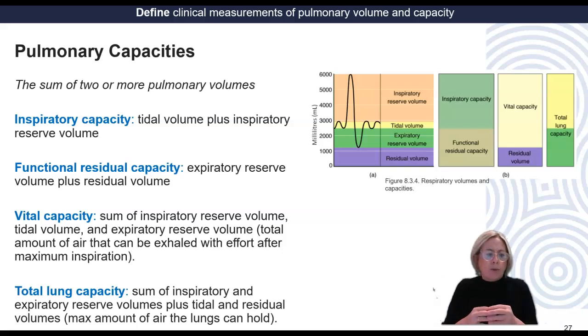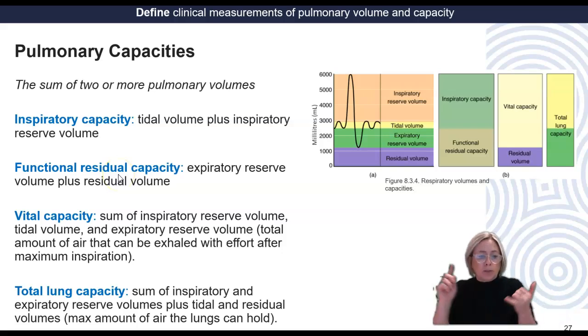And remember as well, everybody, that these volumes that are measured via spirometry change. They're obviously going to be different between tall people and small people and young people and older people, and there's also gender differences as well as exercise training differences too. Now the total lung capacity then is the sum of everything, right? So the sum of the inspiratory and expiratory reserve volumes, so the ERV and the IRV, plus the tidal and the residual volumes, and that is the maximum amount of air that the lungs can possibly hold.